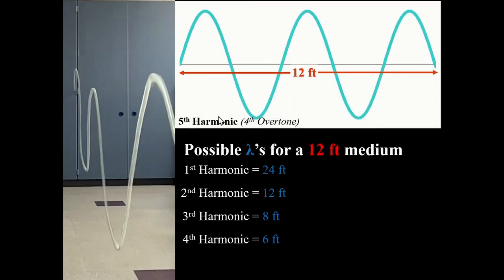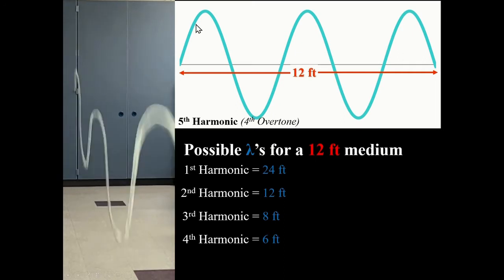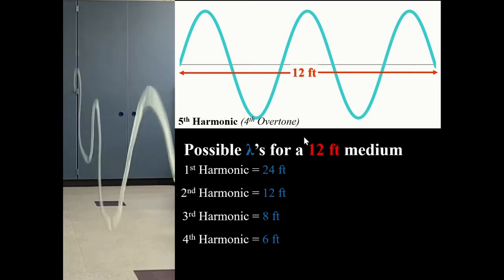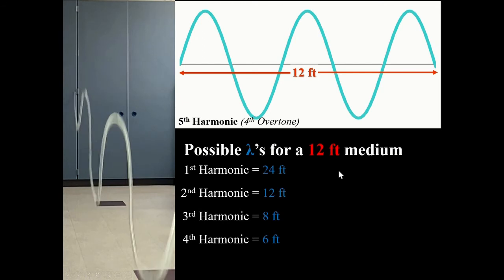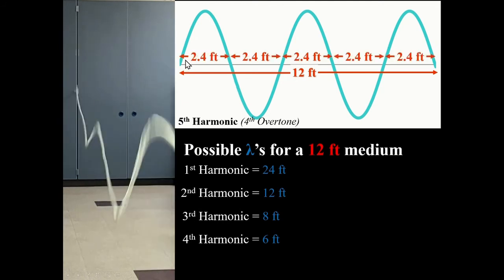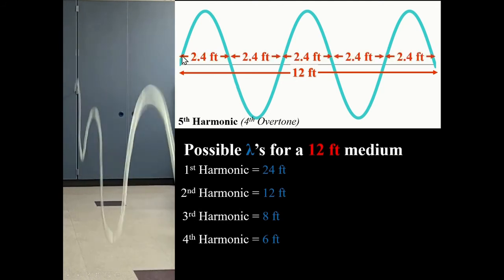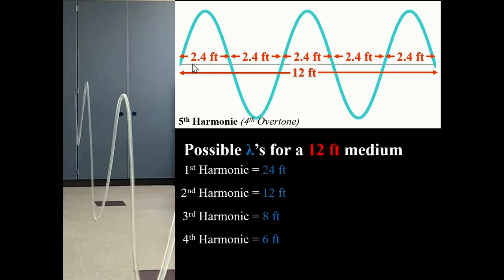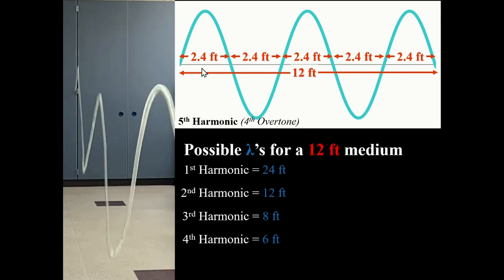The next largest one is going to be the fifth harmonic, the fourth overtone, and that's going to fit in 1, 2, 3, 4, 5 halves. And it gets kind of crazy, but there's our 5 halves. So 12 divided by 5, half a wavelength is 2.4. That makes the whole wavelength twice that, or 4.8.